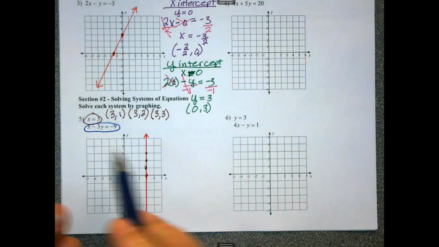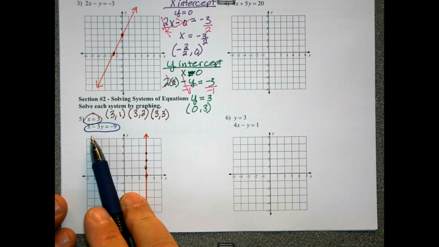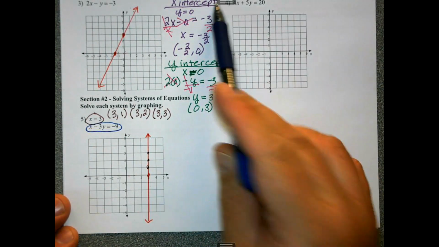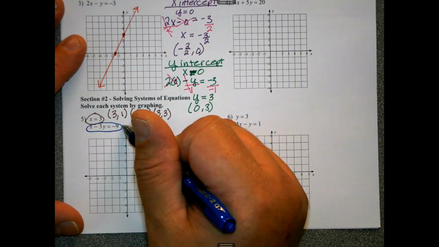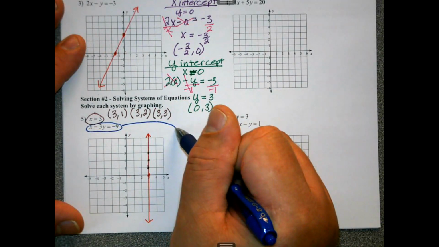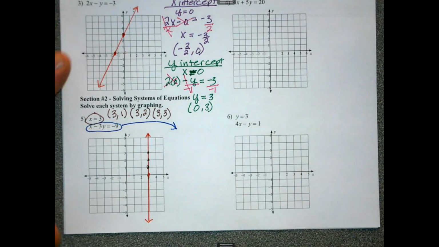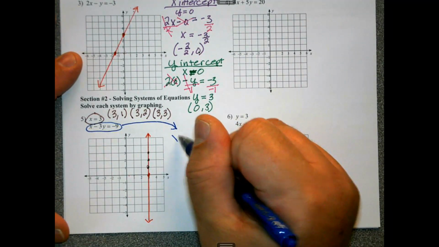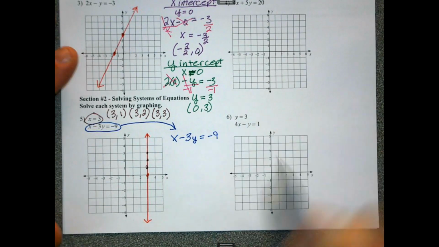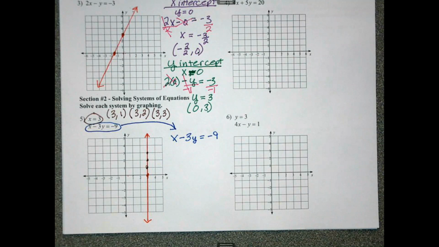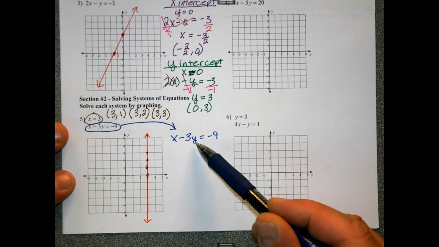Now, I could do the x, this is in standard form, right? I could do the whole x-intercept and the y-intercept. But I'm going to go ahead and change it to slope-intercept form because I like graphing lines in slope-intercept form. So I'm going to take x minus 3y equals negative 9, and change it to slope-intercept form. Or in other words, I'm going to isolate that y.